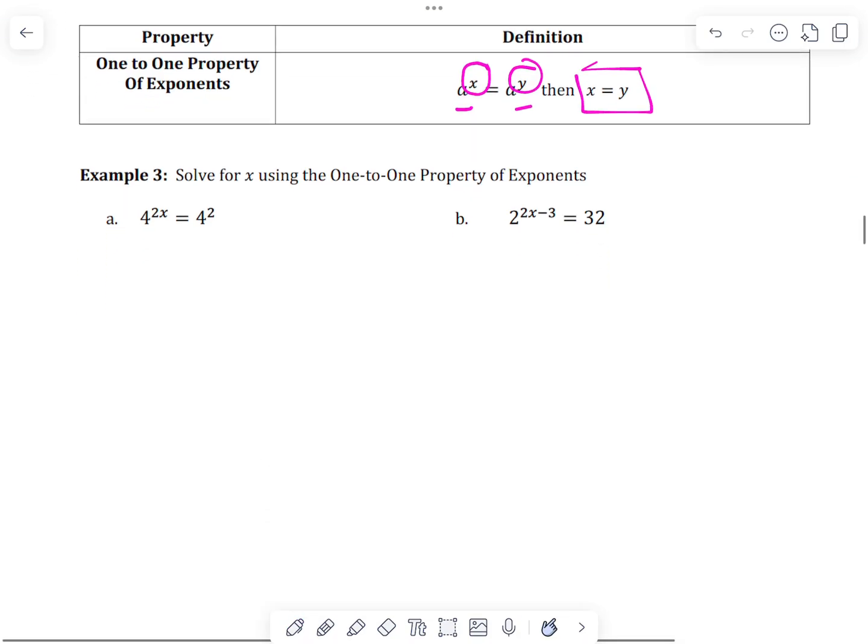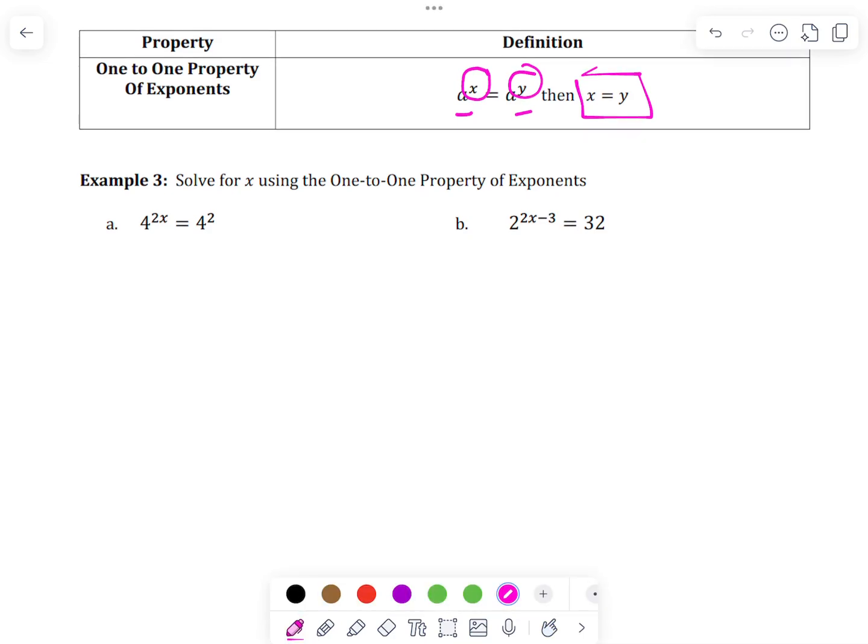So we're going to go ahead and move on to example 3, where it says solve for x using that one-to-one property. So right now example A says 4 to the 2x equals 4 to the second. And we want to find out what x equals in that equation. So we can use our one-to-one property. Our bases are both 4. So that means our exponents must equal each other. So I'm just going to focus on 2x equals 2 because our bases are both 4.